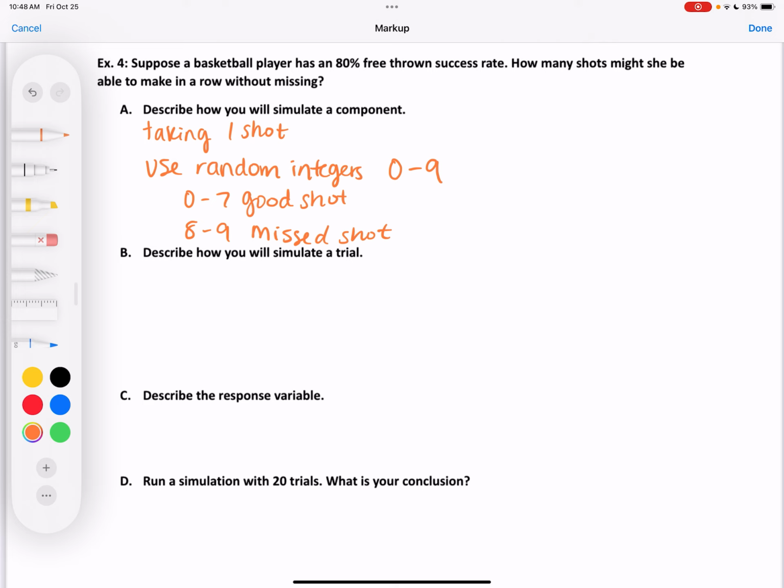So describe how we're going to simulate a trial. Basically, we're going to shoot shot after shot until she misses. So we're going to do this one with a random number table. When you're answering this part of the question, you would want to say how you're going to do it, whether you're going to use the random number generator, random number table, whatever. So we're going to do the table on this one.